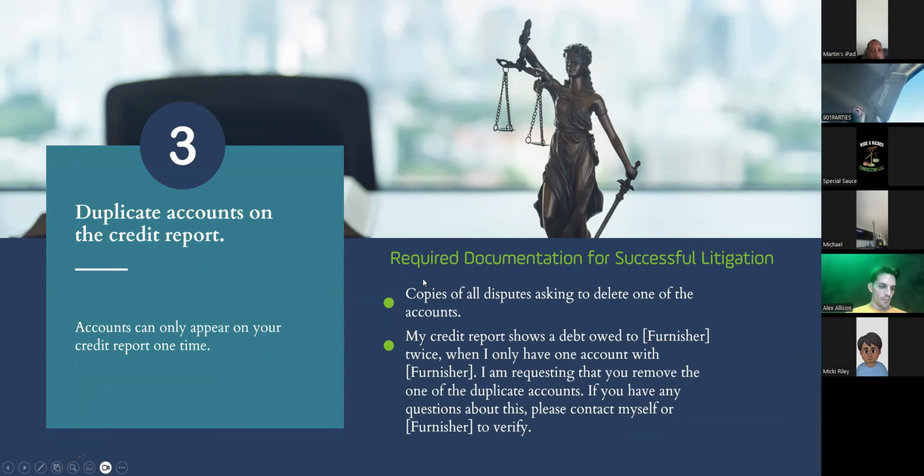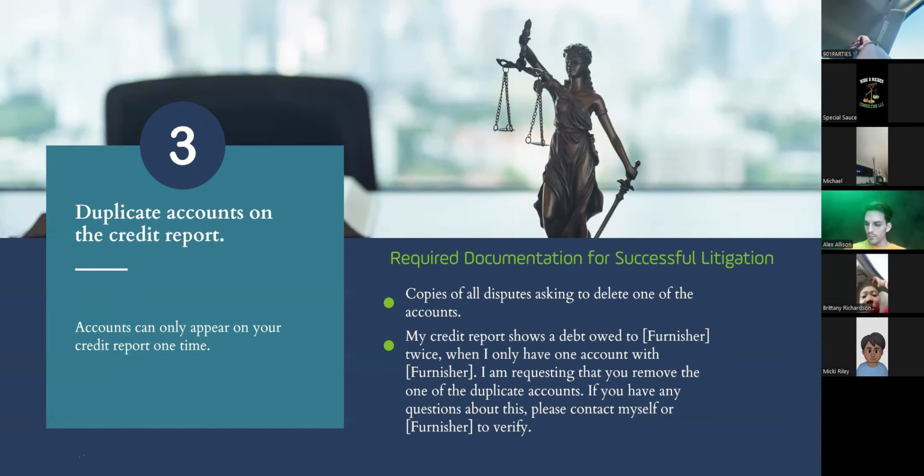Duplicate accounts on credit reports. This is just very simple. They can only appear one time. If it's the same exact account, it appears two times on the same exact report, that's a duplicate account. It's a violation. These are common. We see these constantly and they're easy to spot.